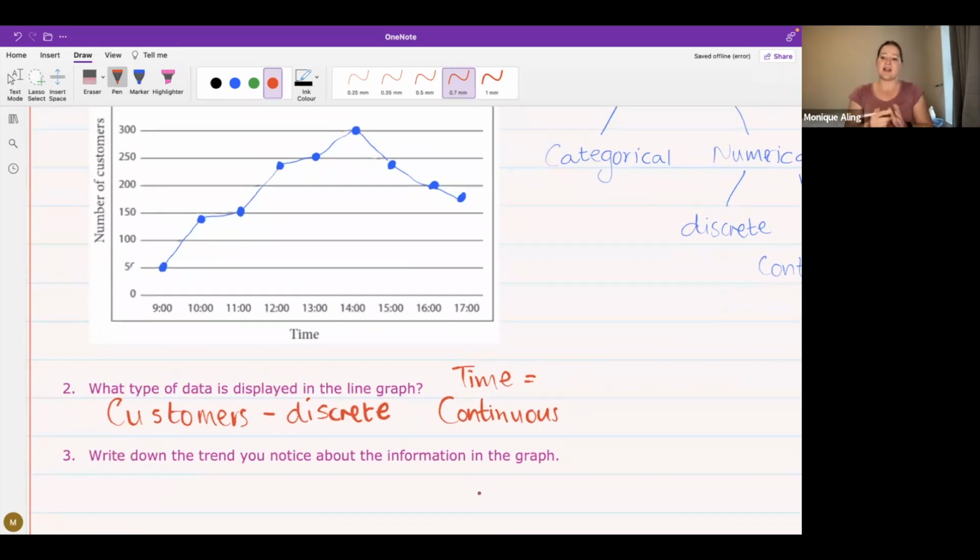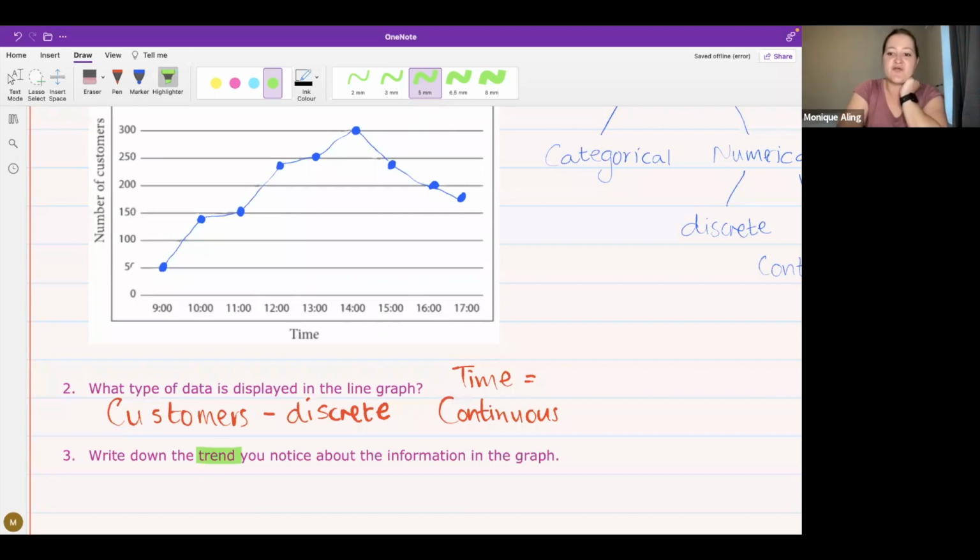Then another common question you could be asked when it comes to a graph: write down the trend you notice about the information in the graph. So when you see the word trend, it means you need to describe what you are seeing in terms of increasing, decreasing, staying the same. What is the highest point? What is the lowest point? Those kinds of words when you see the word trend. Increasing, decreasing. Where is something at its highest? Where is something at its lowest?